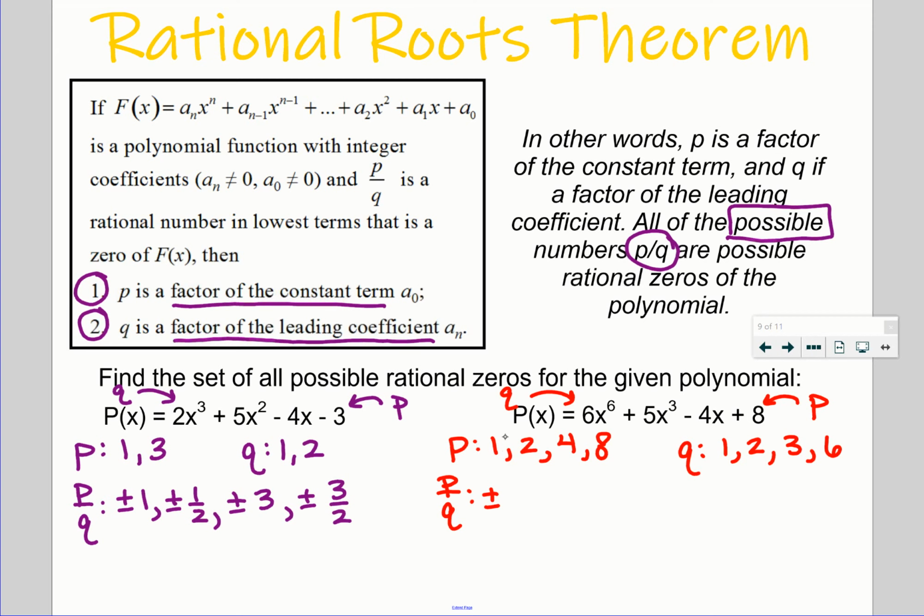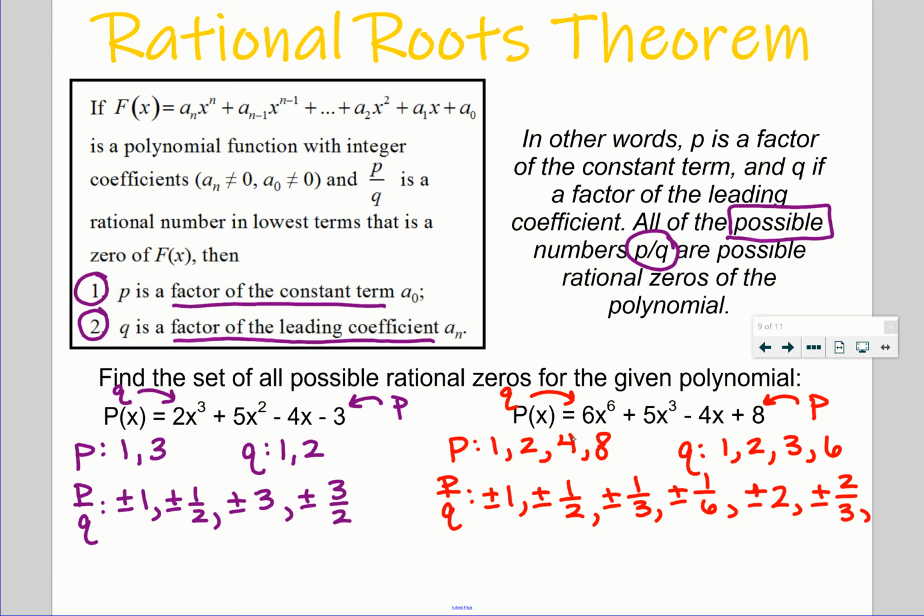So starting with the p value of 1, 1 divided by each of these q's will give me 1, 1/2, 1/3, and 1/6. Now I move to my next p, 2. 2 divided by each of my q's. 2 over 1 is 2. 2 over 2 is 1. It's already on my list. I'm not going to write it again. 2 over 3, I don't have that one yet. And 2 over 6 is 1/3. It's already on my list. I don't need to write it again.